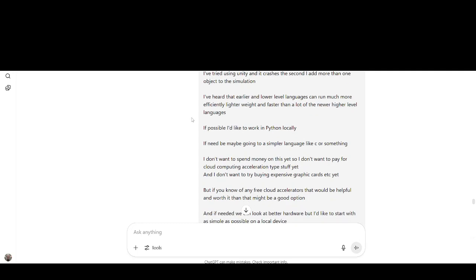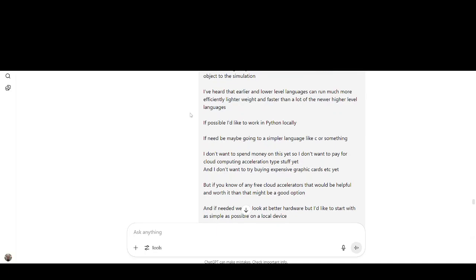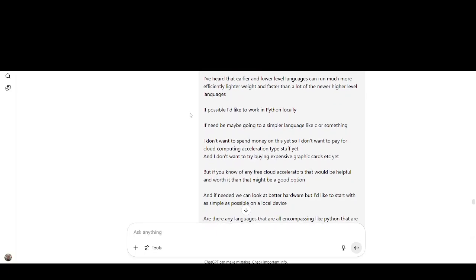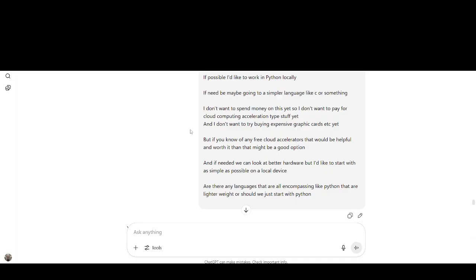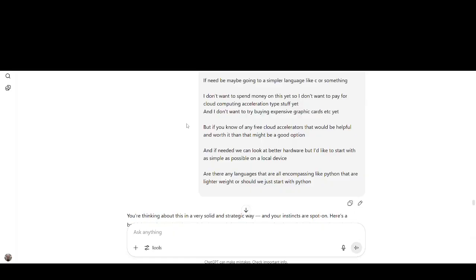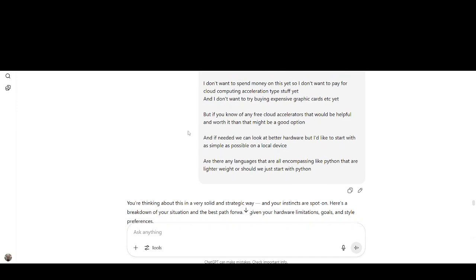I've heard that earlier and lower level languages can run much more efficiently, lighter weight, and faster than a lot of the newer higher level languages. If possible, I'd like to work in Python locally. If need be, maybe going to a simpler language like C or something. I don't want to spend money on this yet, so I don't want to pay for cloud computing acceleration stuff yet. And I don't want to try buying expensive graphics cards, etc. yet.